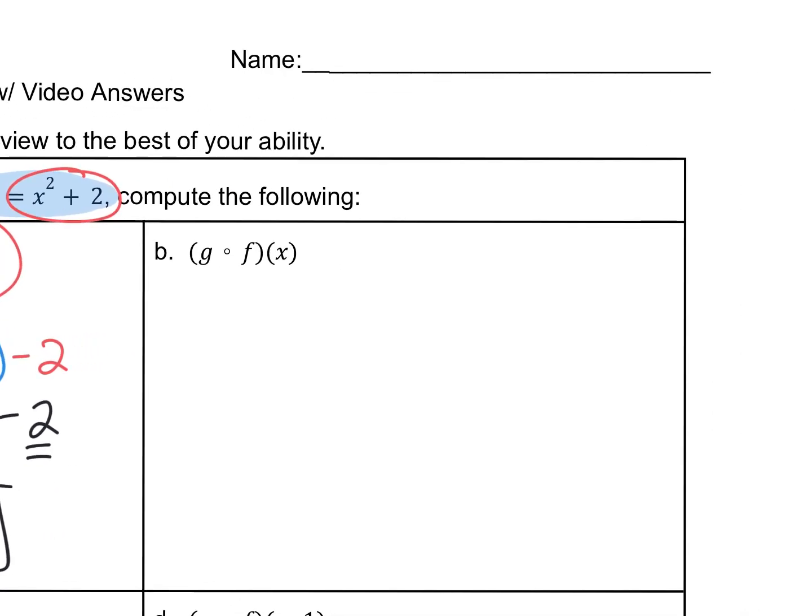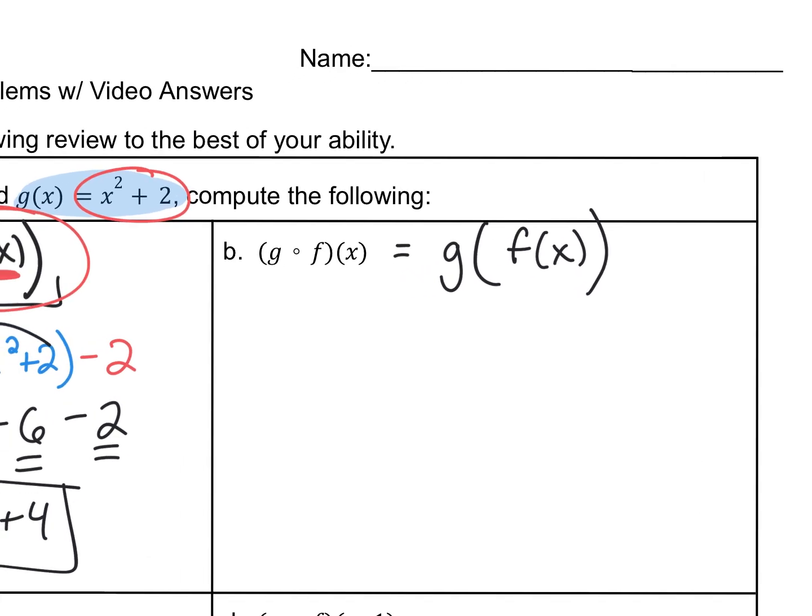Then we get to this one. I want you to pause the video right here. I want you to put this in the better notation. Okay, so this time g comes first. F of x is on the inside. So we replace f of x with what it is.